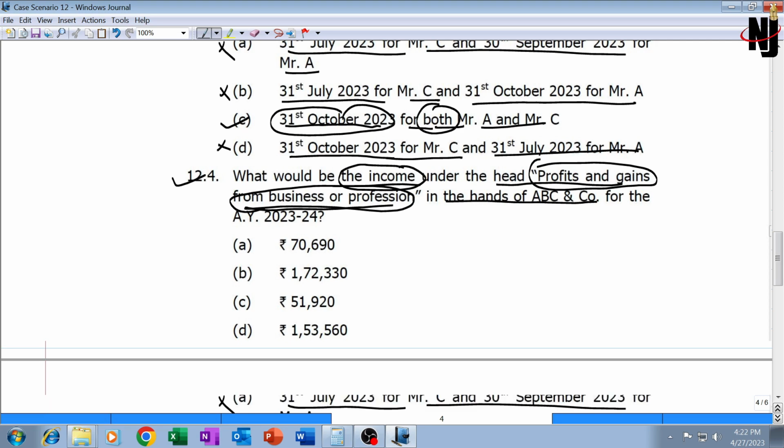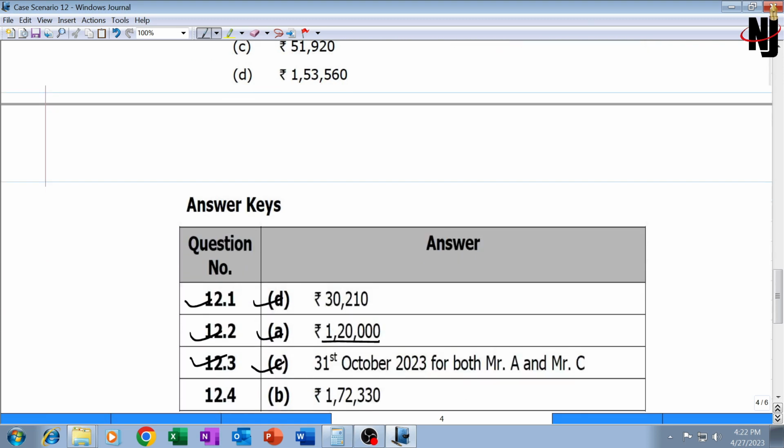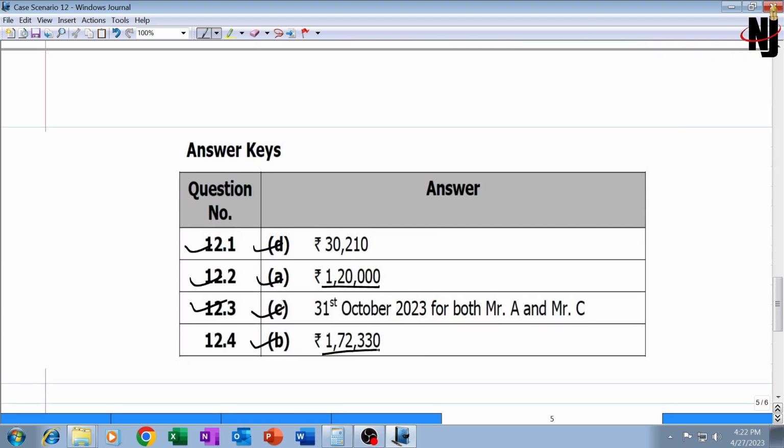Let's check whether this is one of the options or not. 172,330. B is the right answer according to us. Let's check the institute's answer. The institute's answer is also B, 172,330. With that, this case scenario comes to an end. See you in the next video with case scenario number 13.